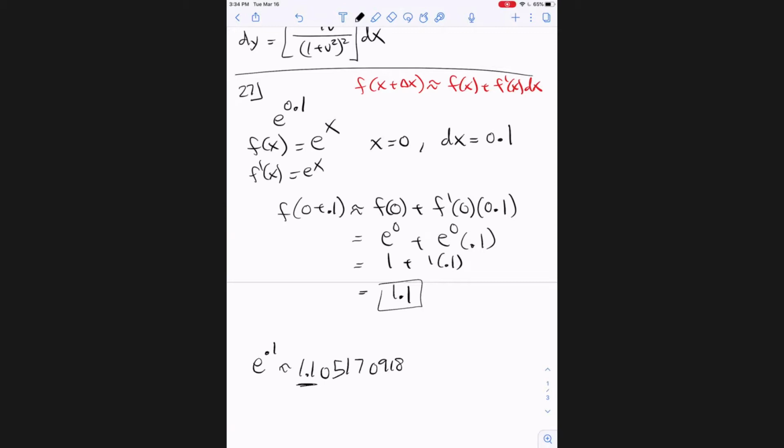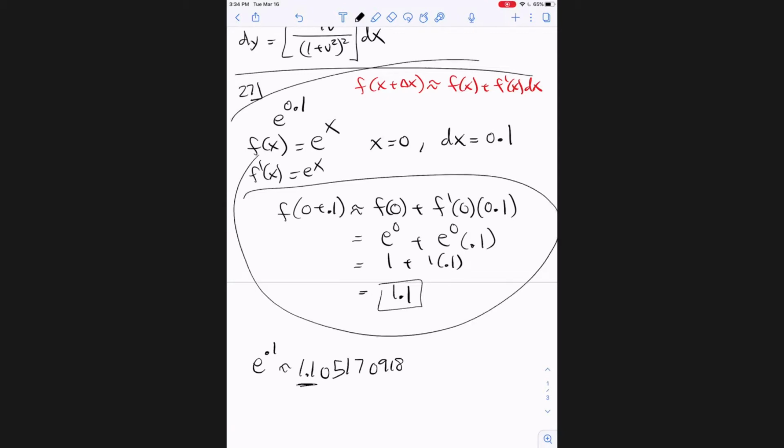All right. But here's the thing. On a test, if I said use differentials to approximate, this is what I want to see right here. All of this, actually. I guarantee you there'll be one person who will just give me this. Like, I know you know how to punch in e to the 0.1 on your calculator. That's not what I'm asking you on the question.